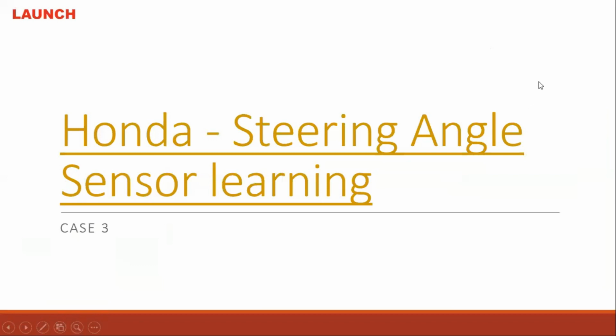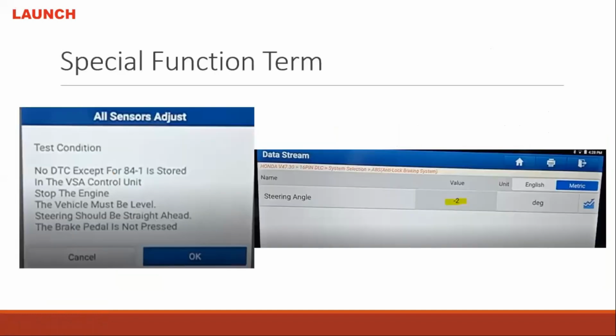Okay. So in case three, there are two more cases here. In these Honda steering angle sensors, there's also a notice: you need to be level. What is the meaning of level? Level means you have to be at a flat place.